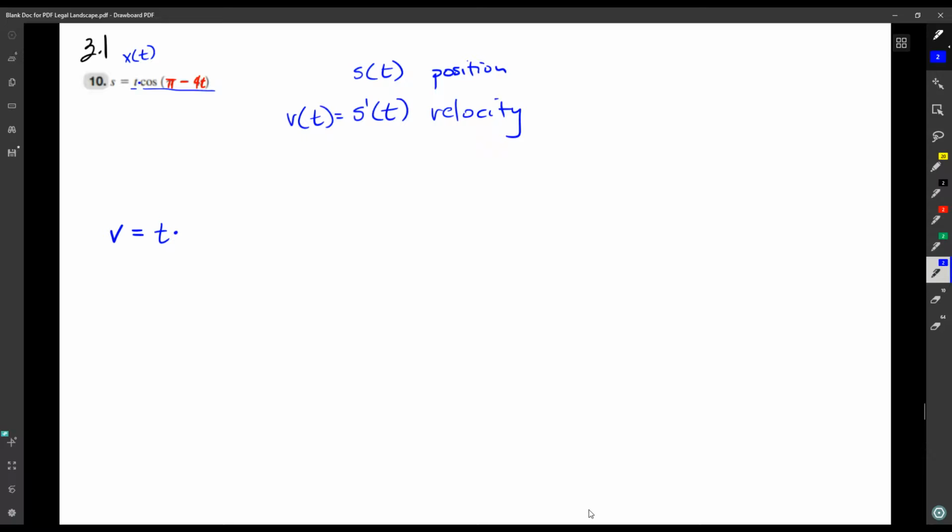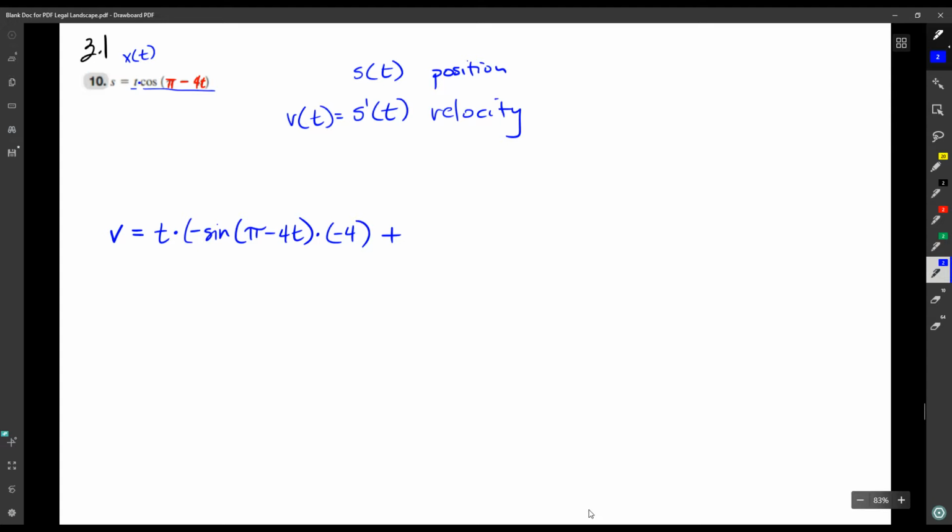So the derivative of cosine is negative sine. We're going to leave the inside of pi minus 4t. And now we're going to multiply that by the derivative of pi minus 4t. Well, pi is a constant number. It's just a number. So the derivative of just a number is 0. The derivative of negative 4t is negative 4.